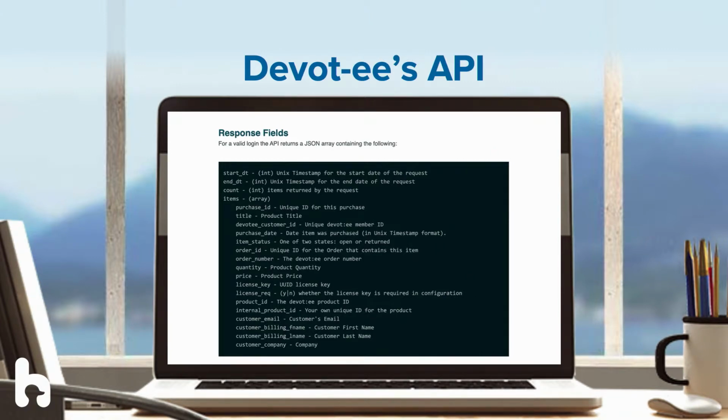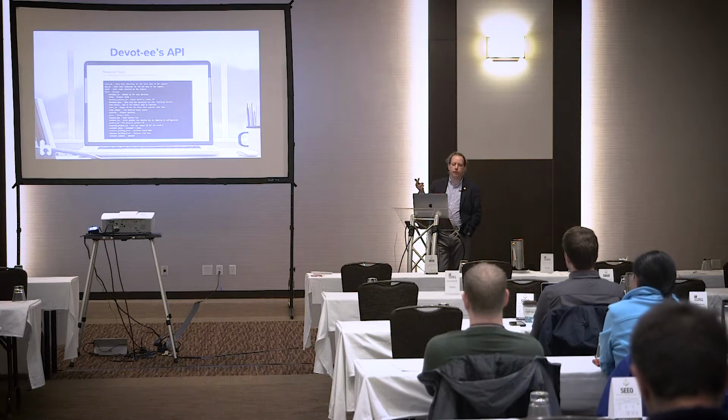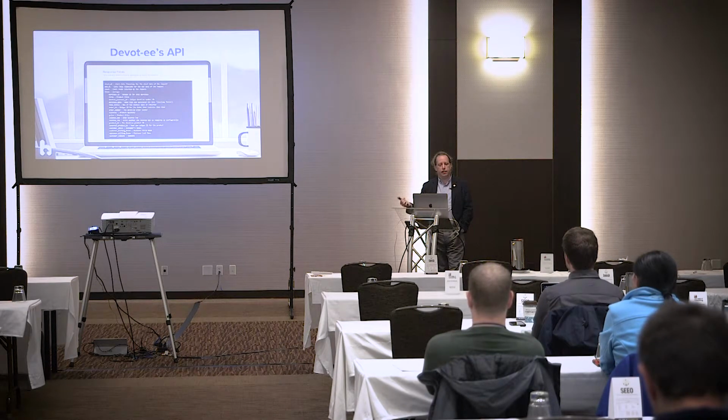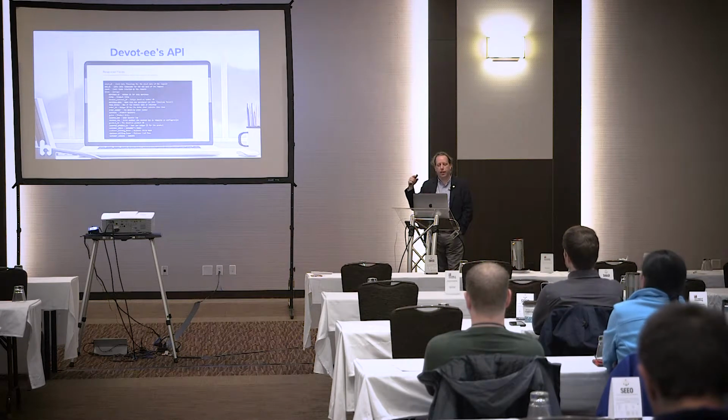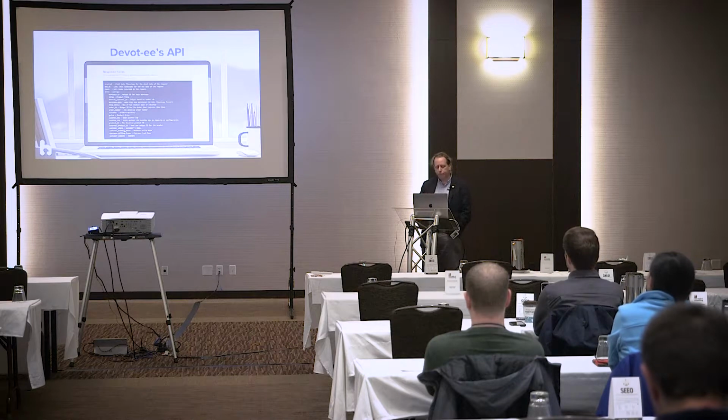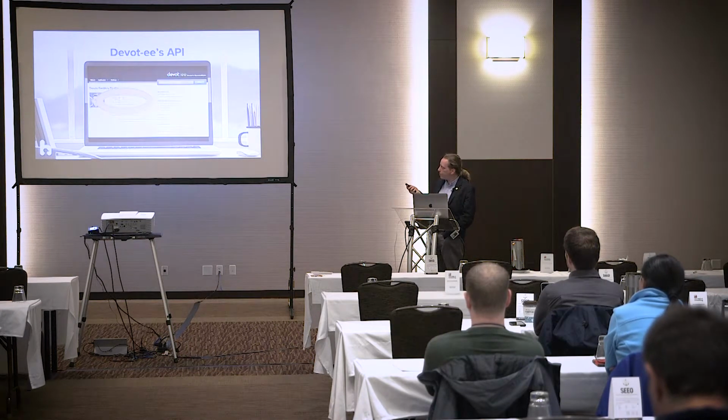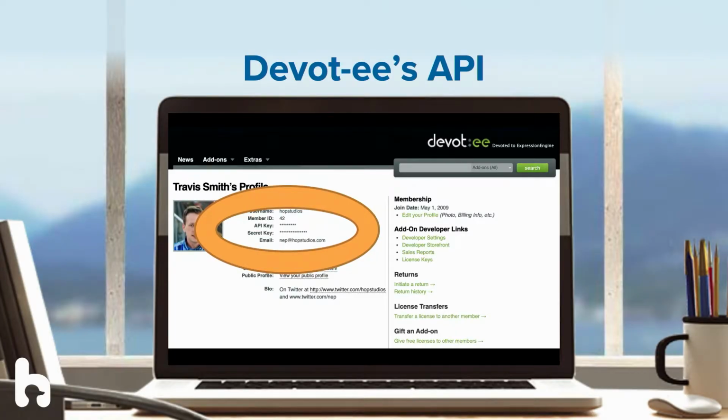And it gives you the license key, the product, the date of the purchase, the price paid, what the internal order number is, the customer name, the customer email, the customer company, and the customer ID in Devotee's database so you can match sales over time. And it all comes back in JSON format. For the security of this, all you need is your API key from the Devotee member page and the secret key, which are right there. If you go to devotee/member, you'll see yourself, and you can just grab the numbers from there.